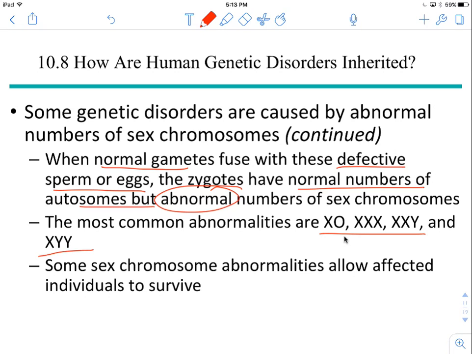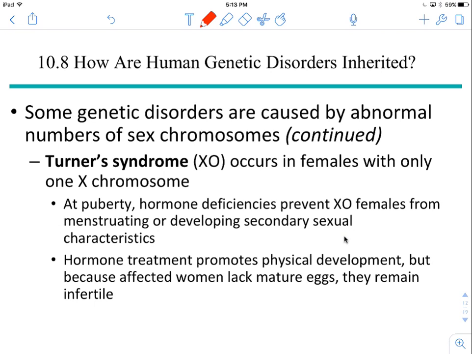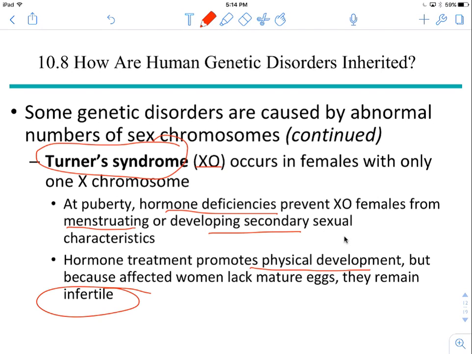Some of these fusions do allow affected individuals to survive. We're going to go through some of the most popular ones now. So Turner syndrome is XO, so females only have 1 X chromosome. The females have hormone deficiencies, so they usually don't menstruate or develop secondary sex characteristics like breasts or body hair. Hormone treatment can fix this. But a lot of these women remain infertile because of the lack of hormones.